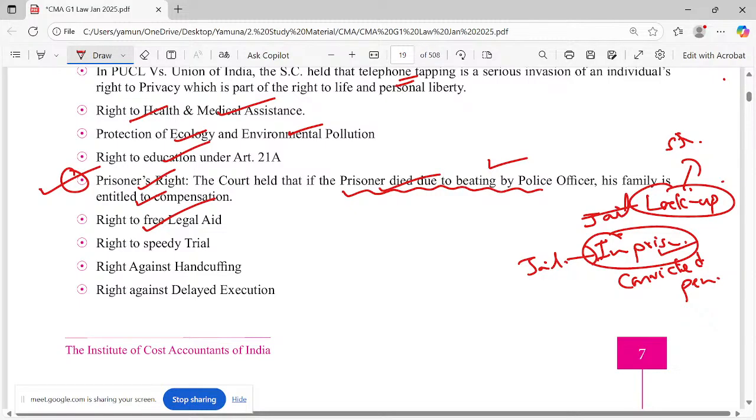You need to have a professional lawyer to talk on behalf of you. அப்ப நீங்க என்ன பண்ணீங்கன்னா ஒரு லாயர், கவர்மெண்ட் லாயர் ஹையர் பண்ணலாம் without any fees. That's what free legal aid. Right to speedy trial, right against handcuffing.